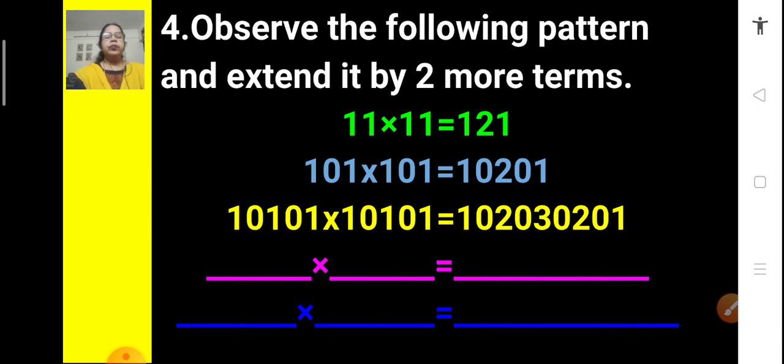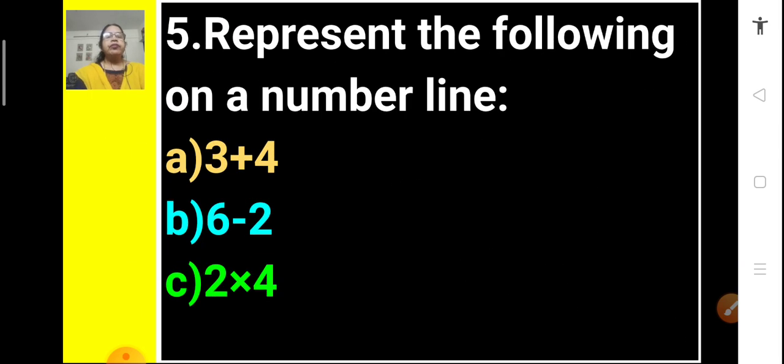Problem number 4. Observe the following pattern and extend it by 2 more terms. So here we have 3 steps of a pattern and the next 2 steps you have to write. Problem 5. Represent the following on a number line. So you have 3 problems here and each problem you have to solve on a separate number line.